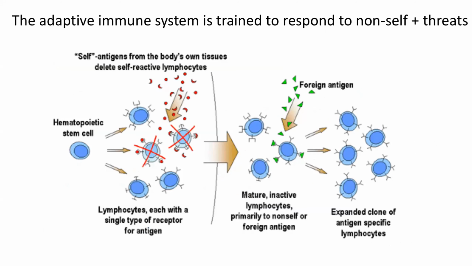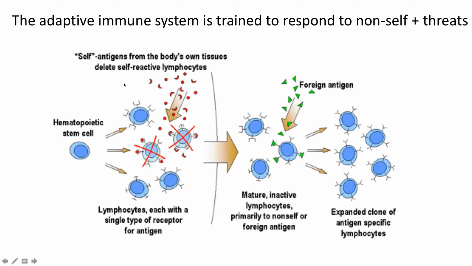So the adaptive immune system, as I said, has this specificity in recognizing specific pathogens, providing a memory response against pathogens we've been exposed to before or have been vaccinated against. And it's trained not to recognize self-antigens or antigens of the host.